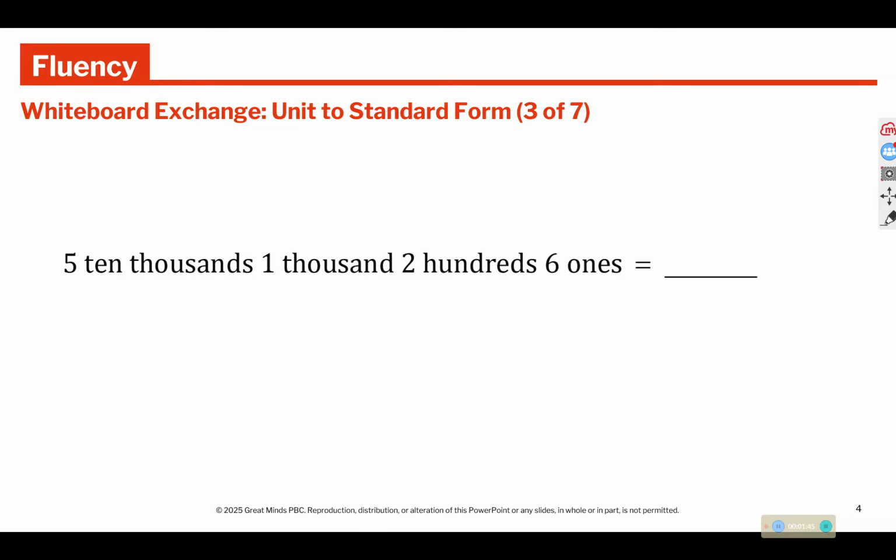We have 5 10,000s, 1,000, 2 hundreds, and 6 ones. This time the tens were not mentioned, so make sure you put a 0 in the tens place. Write your answer, and we're going to reveal in 3, 2, 1.